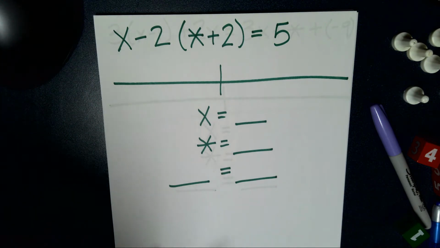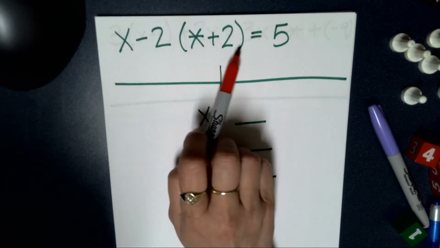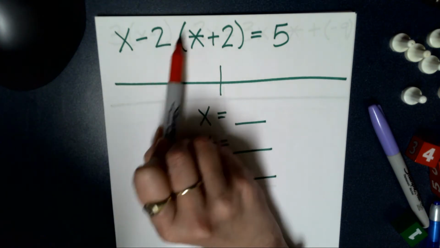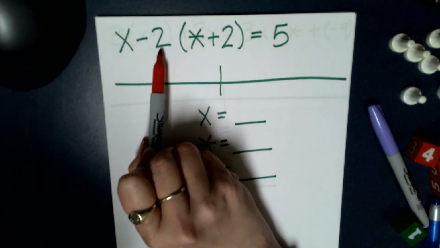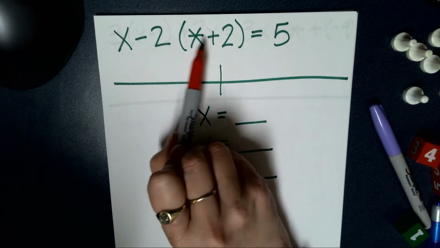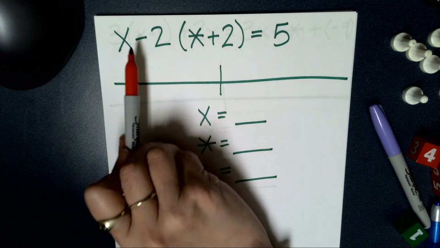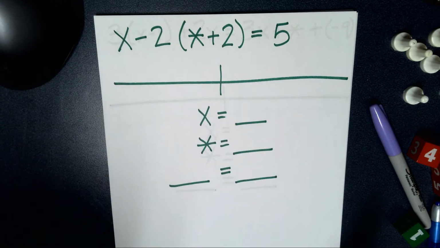Today we're going to be looking at using sets of values, sets of expressions. So when we see a number in front of a set of parentheses, that number tells us that we are going to do two sets of whatever is inside the parentheses. In this case, we're going to remove two sets of star plus 2. But let's go ahead and get started.